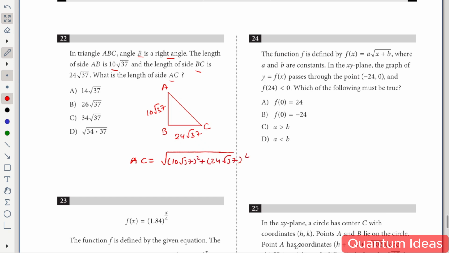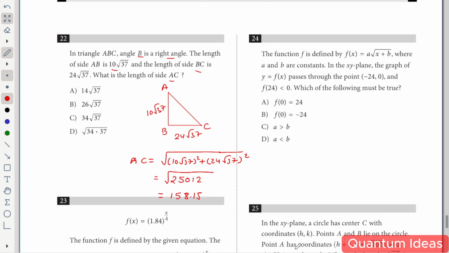squared. Let me calculate it. So 10 into 37 plus, how much will it come? It is around 25012. Now find the square root of this. You will get, I think, 158.15. Now let's check the answer once.